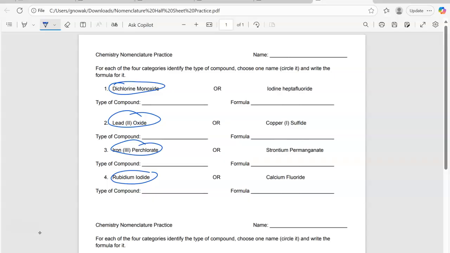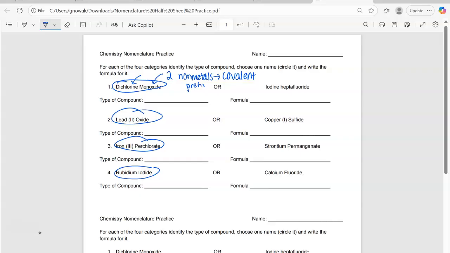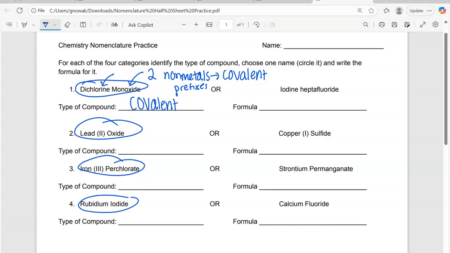then write its formula. So when I see dichlorine monoxide, I know that chlorine is a nonmetal and oxide is for oxygen, which is also a nonmetal. So I have two nonmetals. This is covalent. Another hint here is that I have my prefixes. So this is going to be a covalent compound. And when I go ahead and name that, I look at the back of my periodic table where I have all my prefixes. I know chlorine is Cl, and that di means 2. Oxygen is O, monoxide, mono is 1. So my formula there is Cl2O.